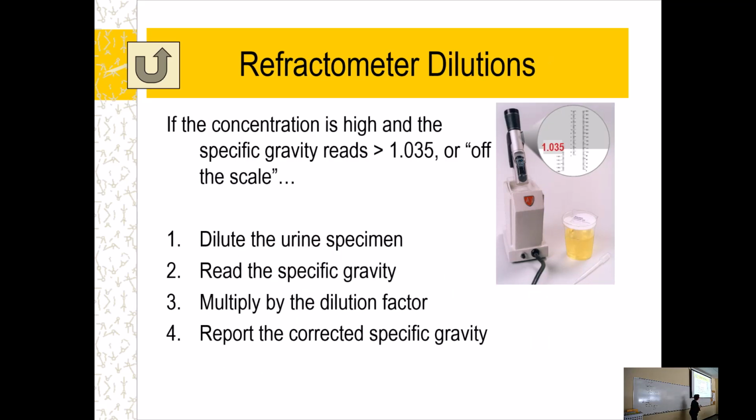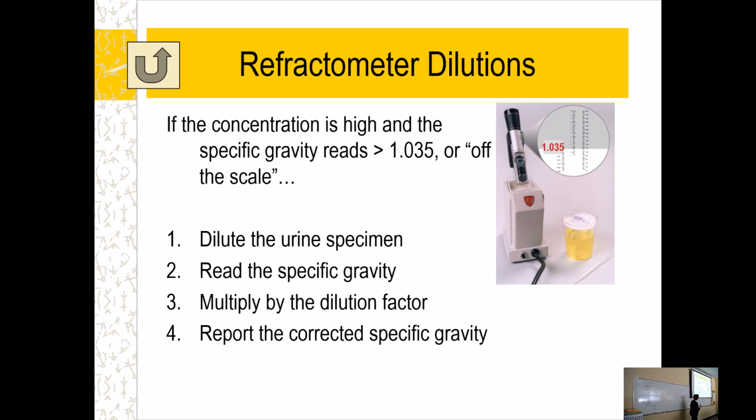Now, if you have a refractometer reading of 1.030 or 1.035 or greater, it's going to be too high, you have to dilute it. So when you're diluting it, there are instructions in your lab manual for dilutions. I never expect you to know how to do everything. The lab manual has all your instructions. You'll have your lab manual on your exams. You'll always have your lab manual available for labs. So you're going to dilute the urine specimen. It tells you in your manual how to do that.